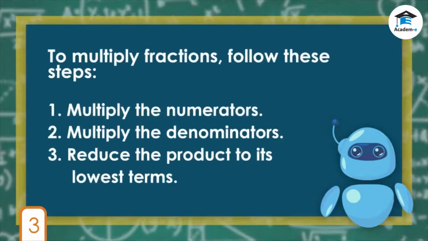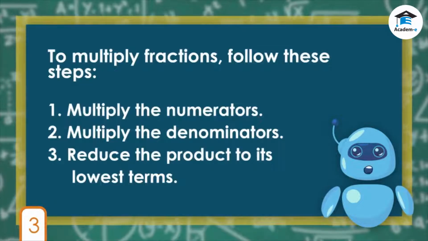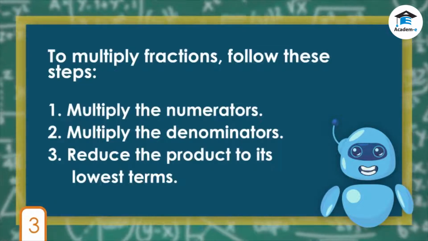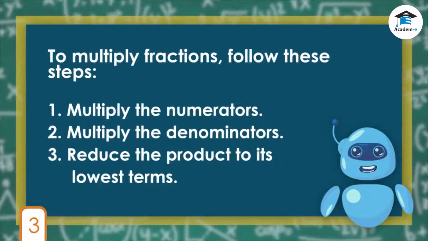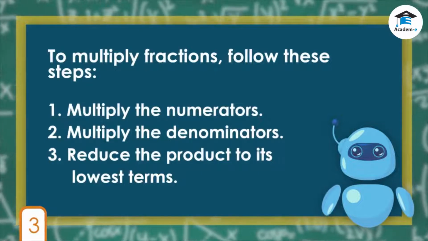To multiply fractions, follow these steps. Multiply the numerators. Multiply the denominators. Reduce the product to its lowest terms.